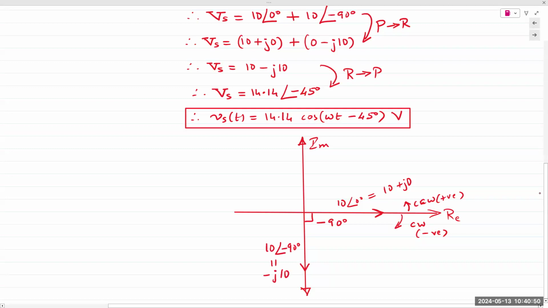So this becomes minus j10. Sides of a right angle triangle. Okay. Then if you add these two phasors together, the intersection point right there splits exactly down the middle because it's 0 and 90.